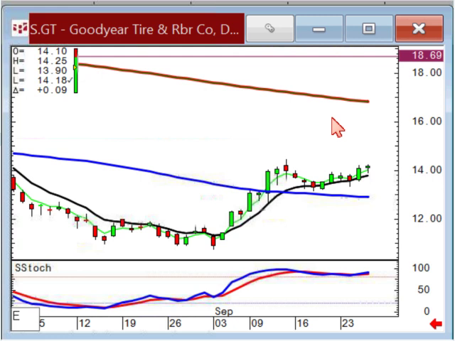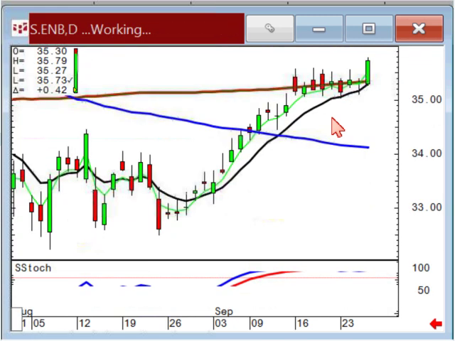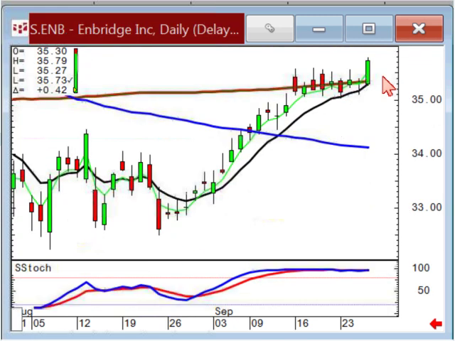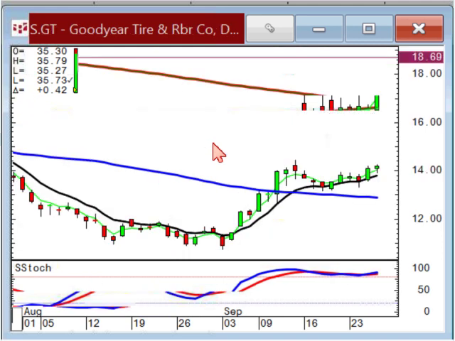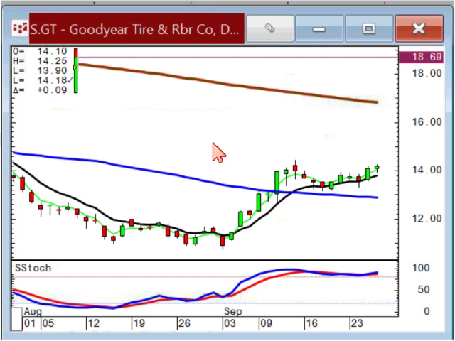ENB, wave 1, wave 2. Where do we expect wave 3? Same magnitude as this. Goodyear, well, yeah, kind of a rounded bottom J-hook pattern. RM, true. That's the projected target.